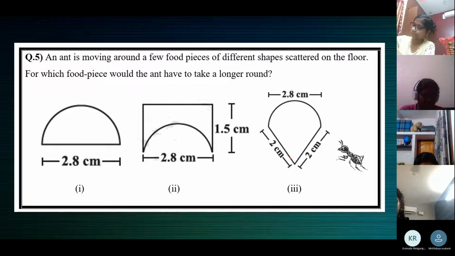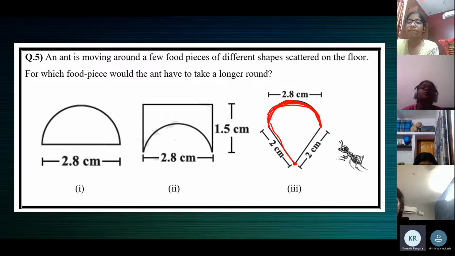Next figure. Supposing the ant starts to walk from here. What's the length of this line segment? 2 centimeters. How will you find the length of this arc? This arc is a semicircle. How do you find the length of this arc? Pi r. What's the value of r? 1 centimeter.